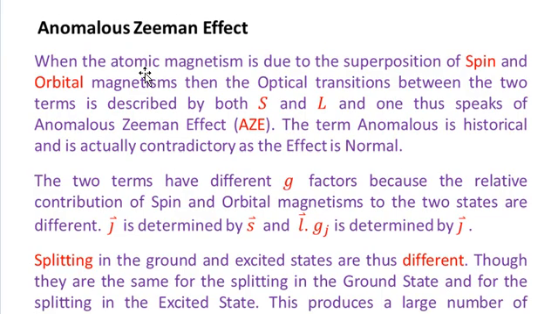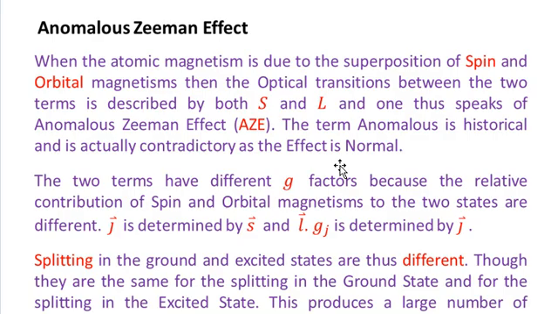Anomalous Zeeman effect. When the atomic magnetism is due to the superposition of spin and orbital magnetism, then the optical transitions between the two terms are described by both S and L, and one thus speaks of the anomalous Zeeman effect. The term anomalous is historical and is actually contradictory, as the effect is normal.